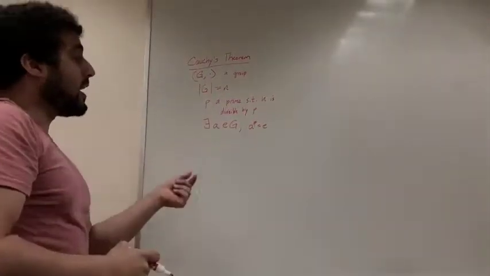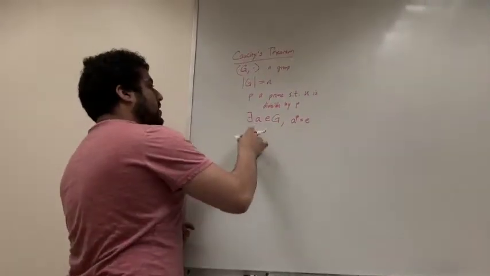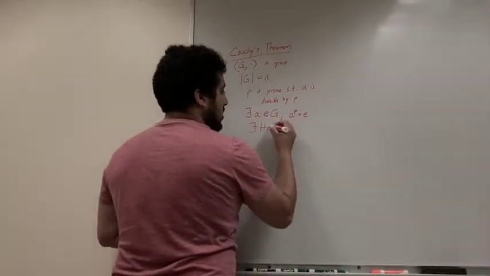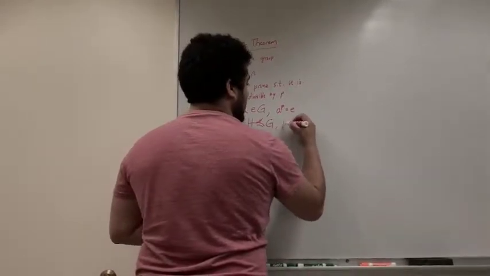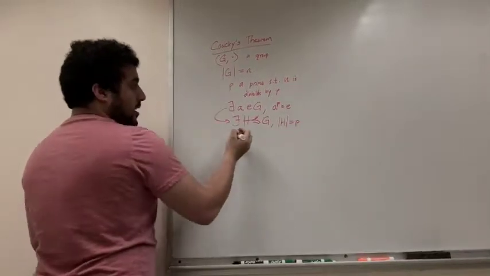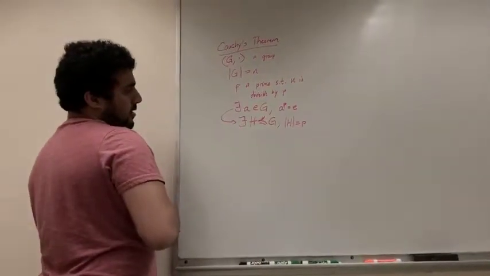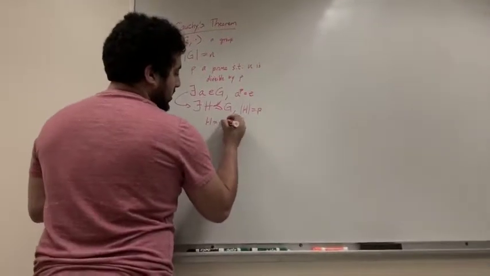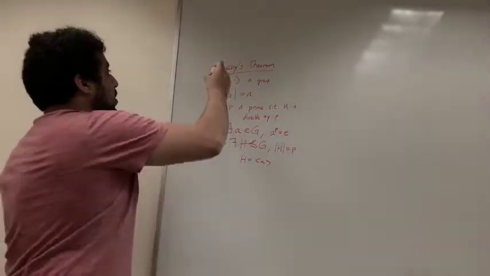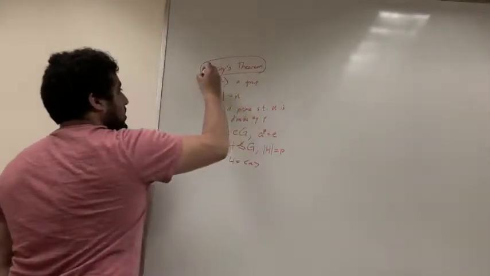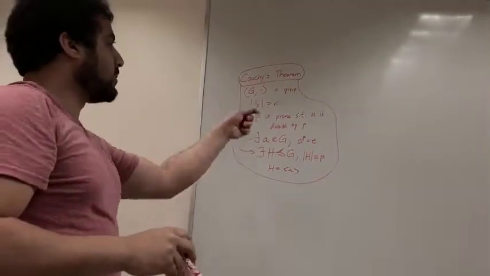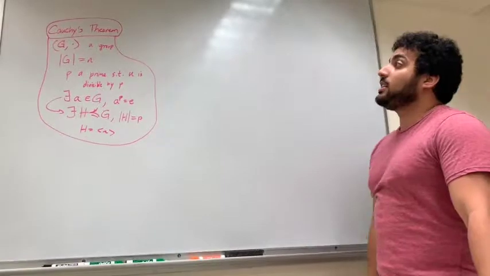And then what follows from that is that there exists some subgroup of G such that the size of the subgroup is P. This follows from that because P is prime, and H is just the set generated by A. Okay, so this is Cauchy's theorem. It's very powerful because it allows us to characterize subgroups of any group just by looking at its prime factorization.